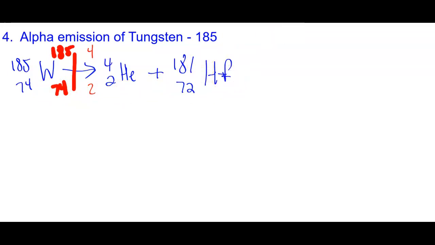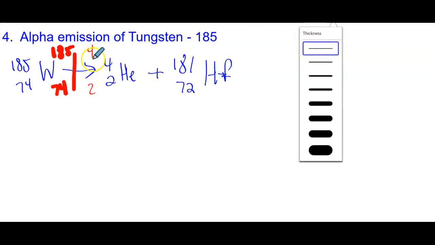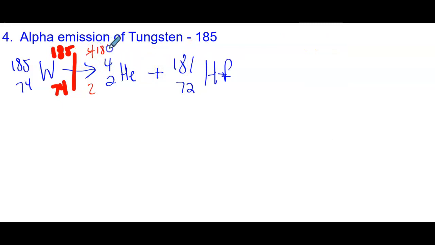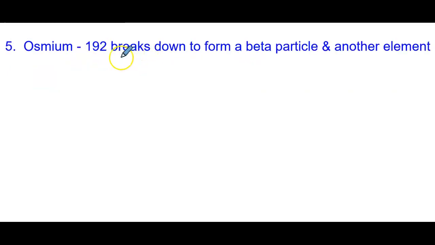And then I'm going to double check my math here. So I take 4 plus 181, I get 185. And 72 plus 2 gets me to 74. I know I'm done. Example 5.